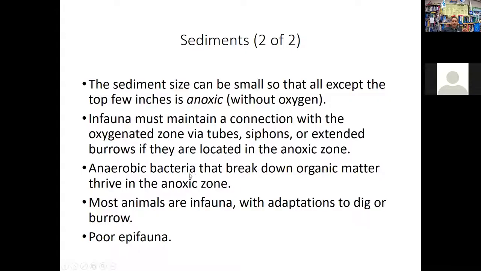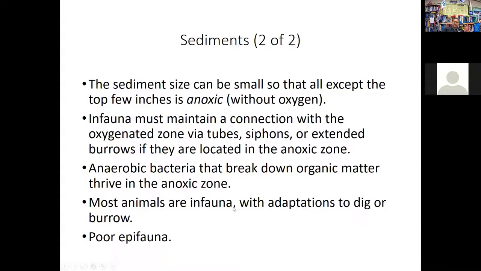There's also, at the bacteria level, anaerobic bacteria that break down the organic matter that's in the anoxic zone. This is why sometimes, in different areas, you're going to have a stench associated with the anaerobic breakdown of the organic material. You might get a really stinky sulfur smell to it.